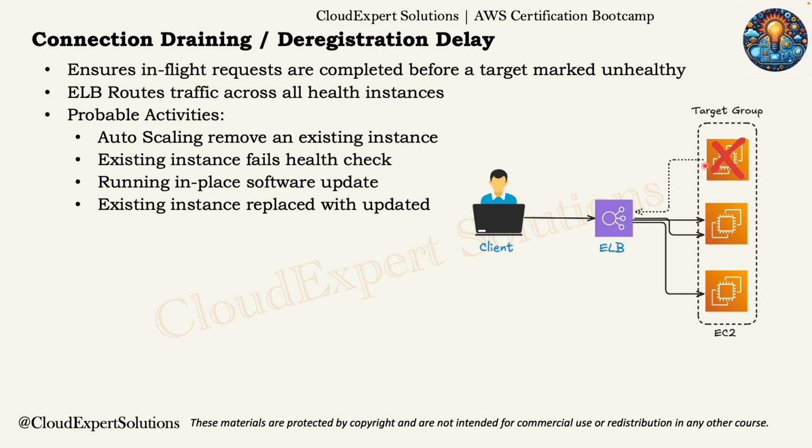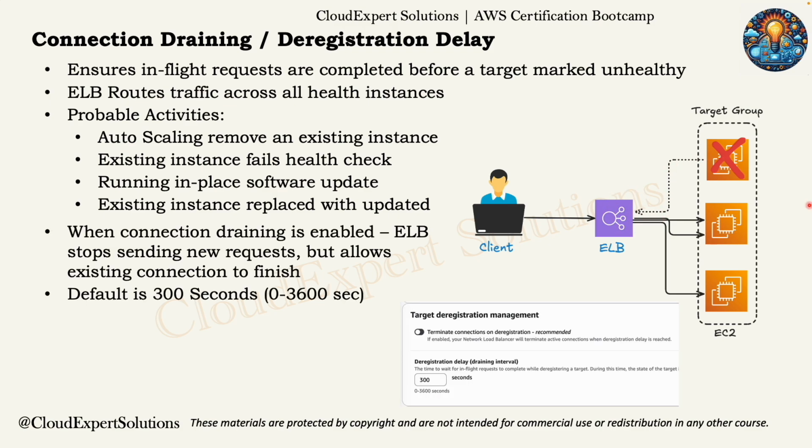When connection draining is enabled, the ELB stops sending new requests to that instance, but it will allow existing connections to finish. And you can configure this timeout duration. The default duration is 300 seconds and you can configure this from 0 to 3600 seconds. Please remember, even if you have enabled connection draining, if the request does not complete in that time, then that connection will be closed.